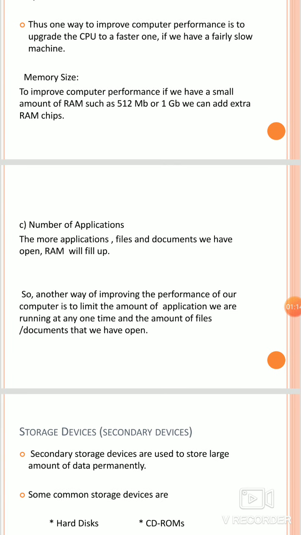Third point is number of applications. The more applications, files and documents we have opened, the more RAM will fill up. So another way of improving the performance of a computer is to limit the amount of applications we are running at any one time and the amount of files or documents that we have opened.